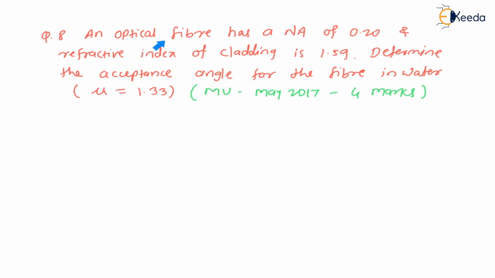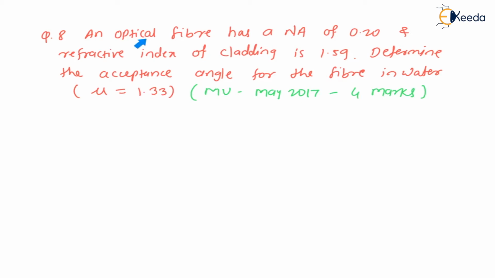An optical fiber has a numerical aperture of 0.20 and a refractive index of cladding of 1.59. Determine the acceptance angle for the fiber in water, where they have given the refractive index of the water medium as 1.33. This question was asked in university examinations in May 2017 for 4 marks. So see, this question is quite a different one.